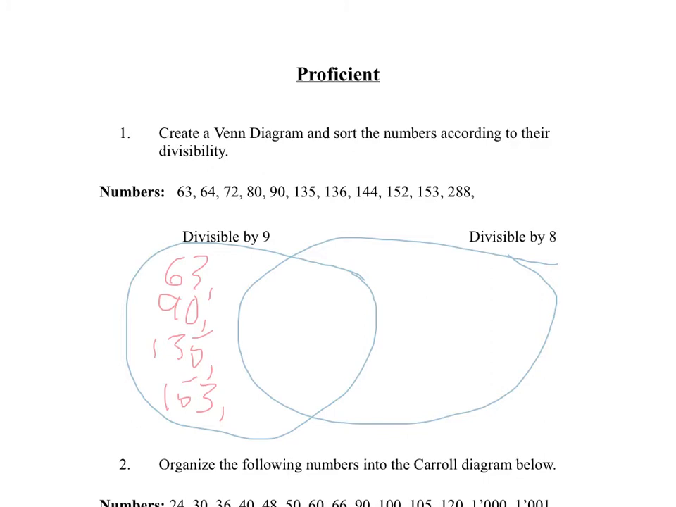These other numbers here are divisible by 9, but they're also divisible by 8, so they go in the middle: 72, 144, and 288. Okay. Alright, so now finally, the numbers that are divisible by 8 but not by 9 are actually all the numbers that are left. That's the way I built the question, actually. So we're looking at 64, 80, 136, and 152. All right. Okay, we're going to go on to the next question.